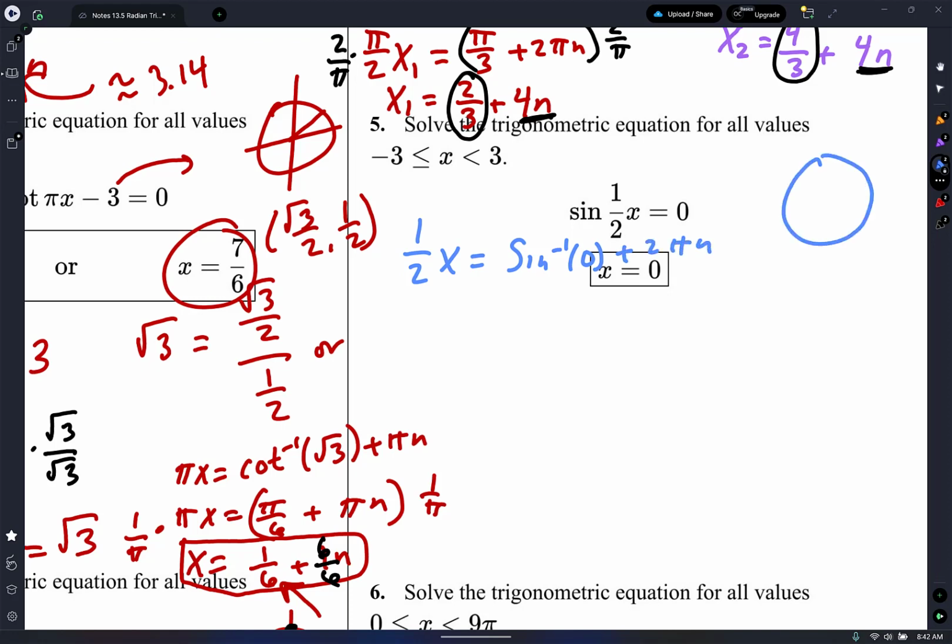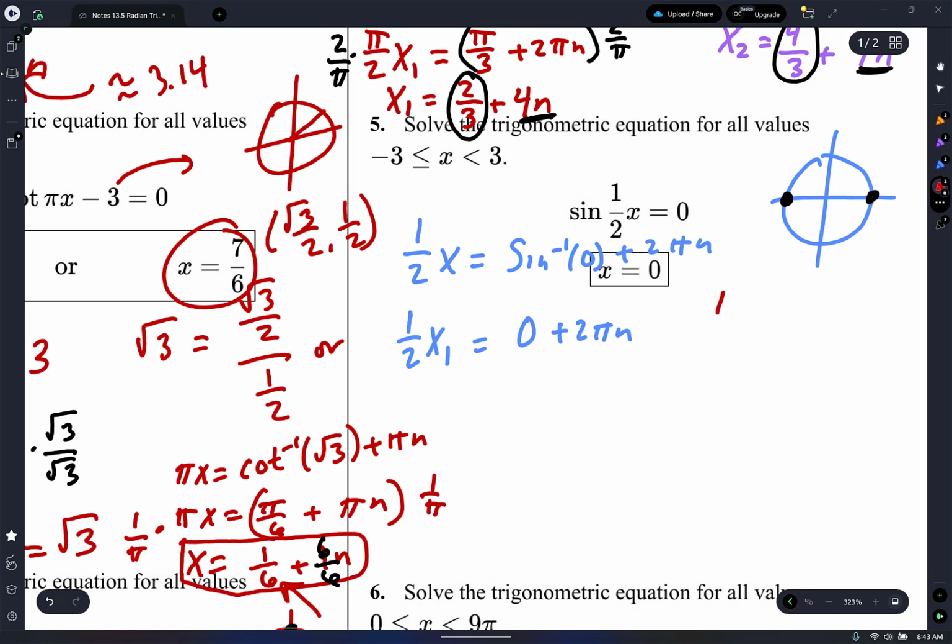I look at my unit circle. Sine is 0 at these coordinates right there, 0 and pi. So that's what I'm going to write. So here we go. 1/2 x1 equals 0 plus 2 pi n. And I'm going to write another one. 1/2 x2 equals pi plus 2 pi n. So catch up to there.